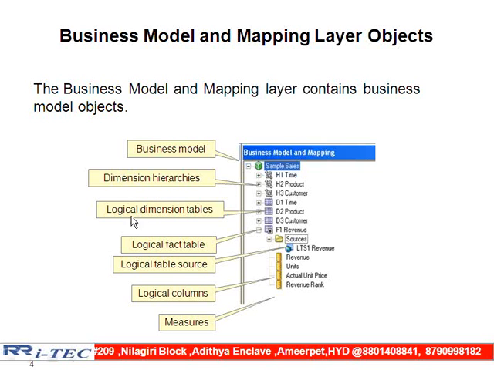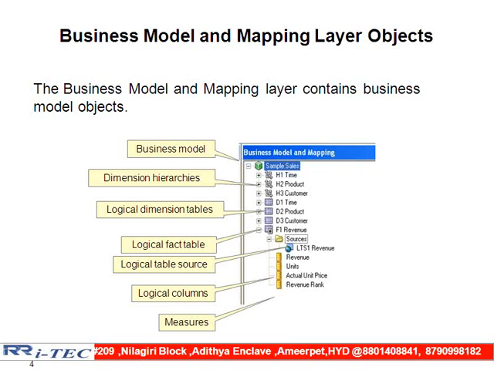Next point is we have logical dimension table. This is called a dimension table, and this is called a fact table, and also logical table source. This is called a logical table source. This is called logical columns. Logical columns are 3 types. One of the types is measure.